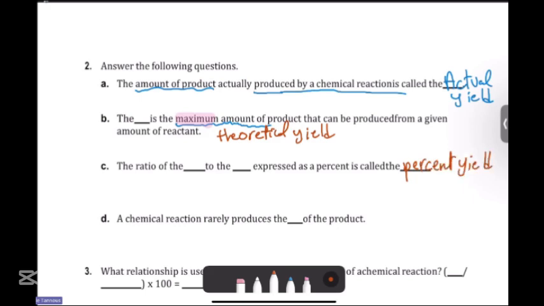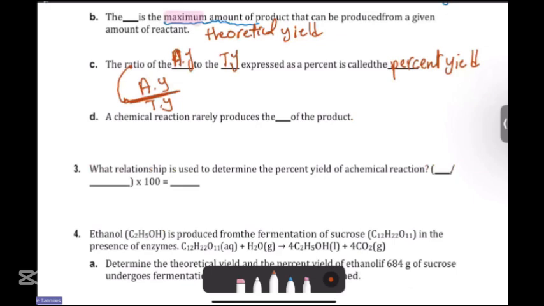And they are here asking you for the formula. Percent yield is actual yield over theoretical yield. Dividing it, that is called a ratio. So the ratio of the actual yield to the theoretical yield is what we call percent yield.